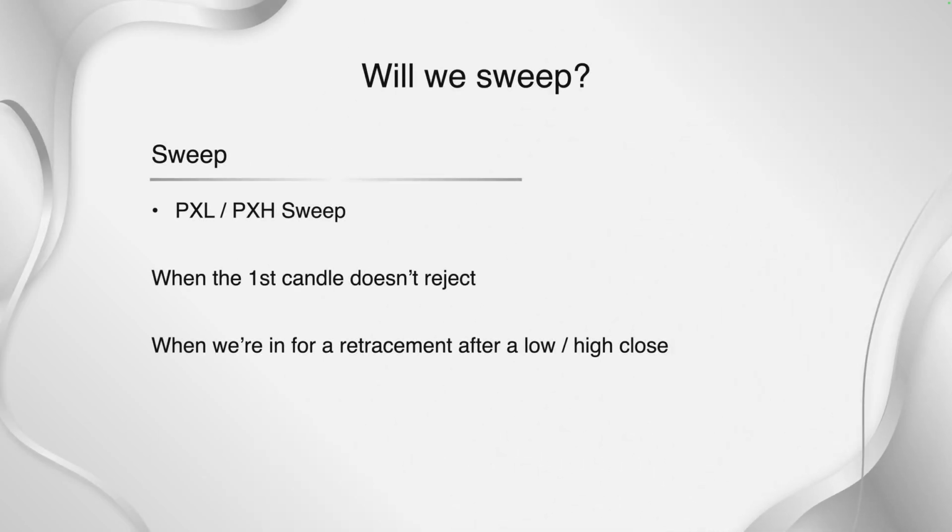Will we sweep? Based on candle signs, we can basically always have a good idea of what we are likely going to do next, at least the next candle, and based on order flow, the next coming candles. Will we sweep is then a question that arises, because what is a sweep again? A previous X low or previous X high sweep, which again is also those swing points, right? Swing point sweep. When the first candle doesn't reject, that is when we can expect a sweep. Then the next thing is when we are in for a retracement after a low or a high close. So what are these two different things? I'll show you exactly what I mean as well.